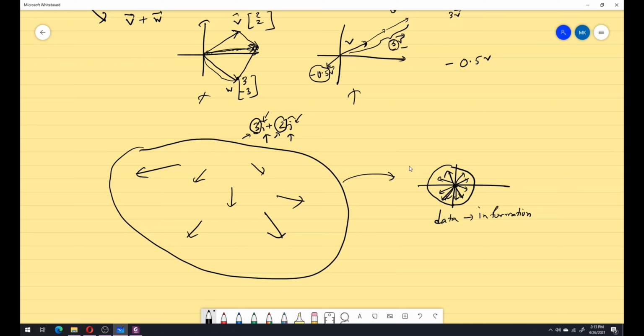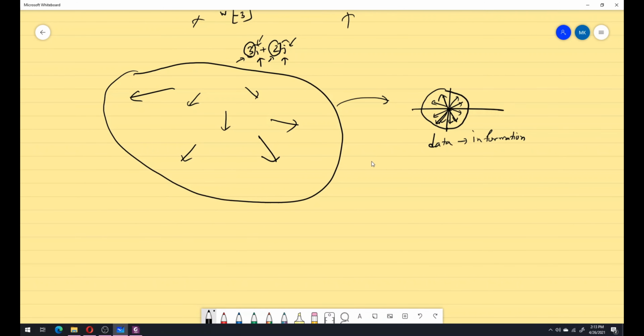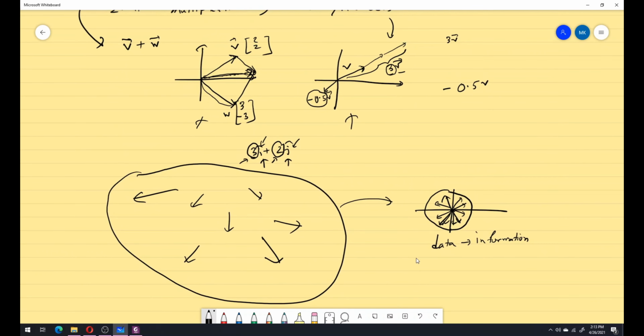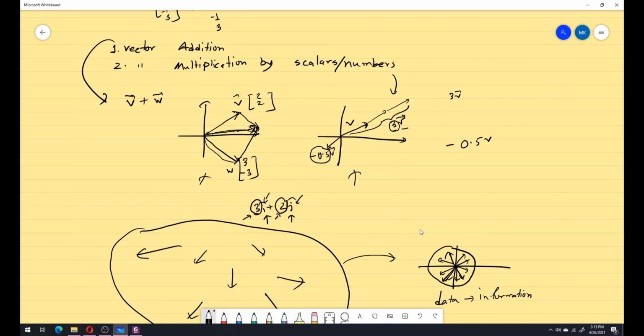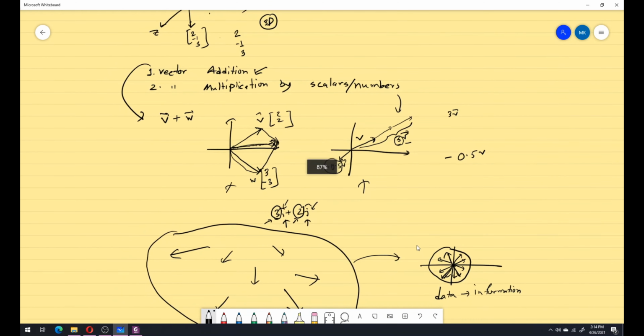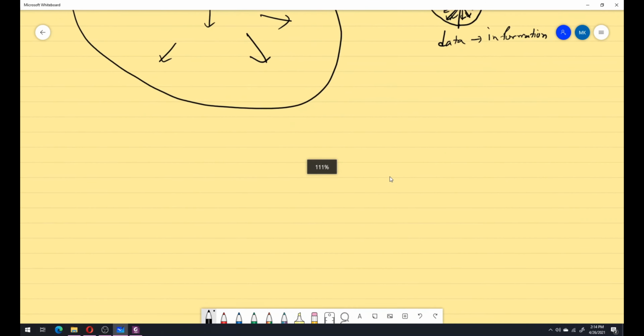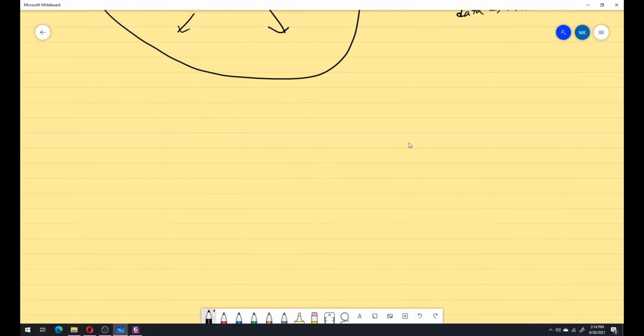So now let's go back to the basis vectors. So any time that you are scaling two vectors and adding them, it is called the linear combination of vectors. So let's say you have two vectors. Okay, so going back to this point, vector addition. So let's say you have two vectors, v and let's say w.